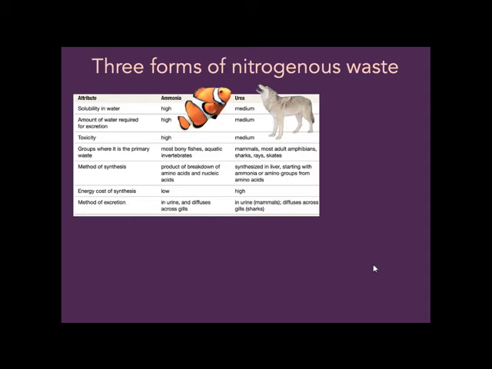So it's made in the liver, starting with ammonia or amino groups from amino acids. It can be very energetically expensive to make urea. And it is removed from the body in urine in mammals, and then across the gills in sharks. Ew.